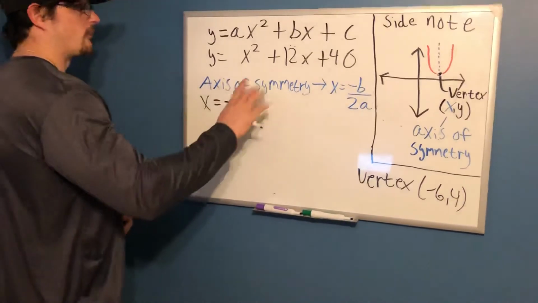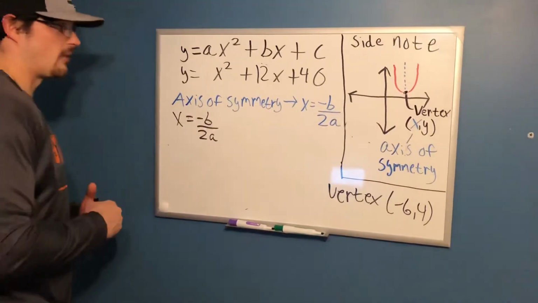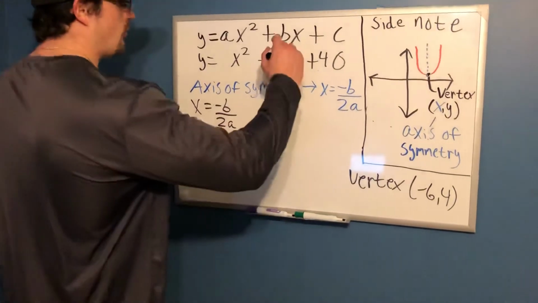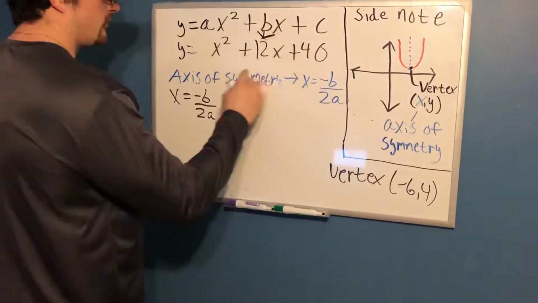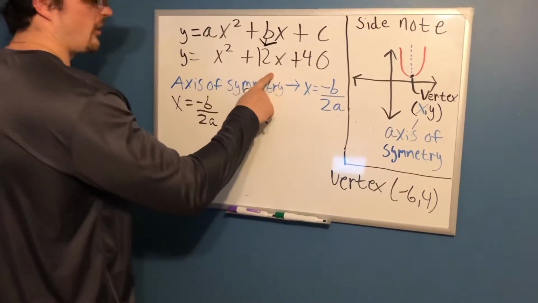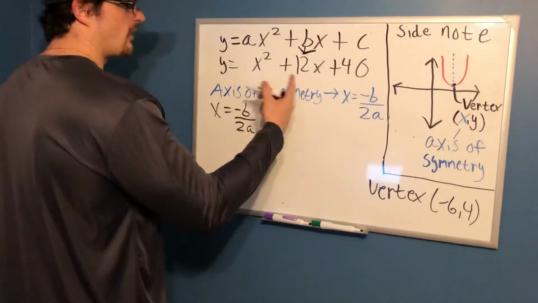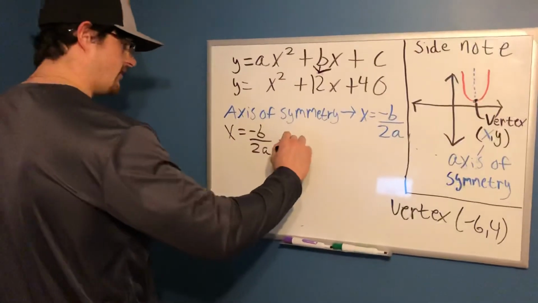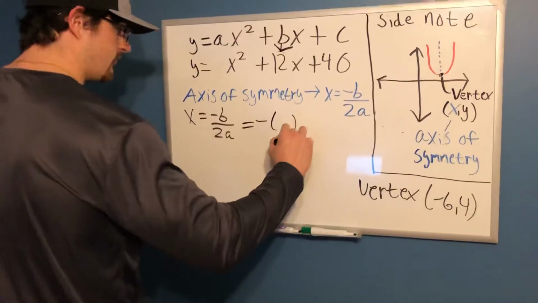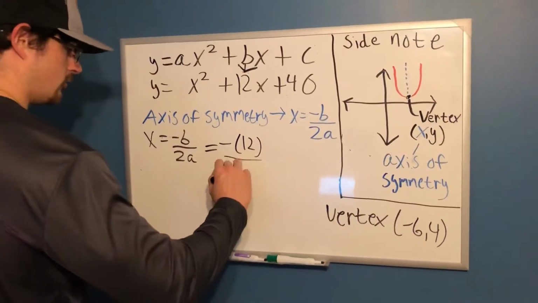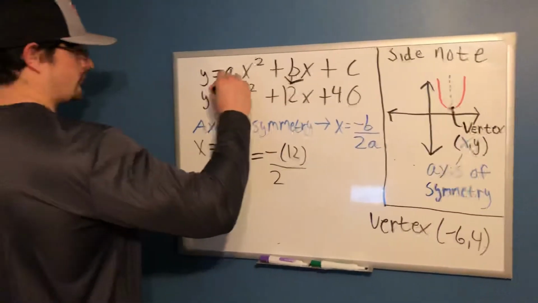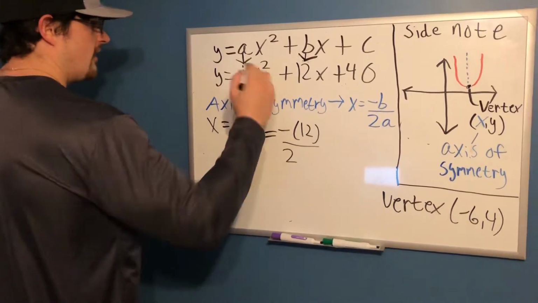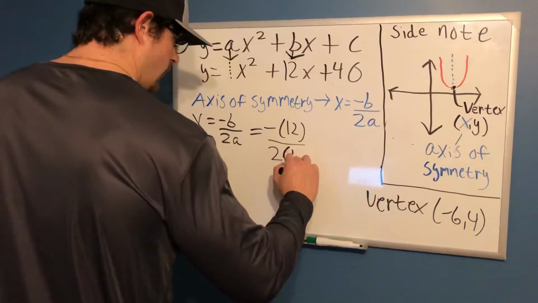So let's look at our problem: y equals x squared plus 12x plus 40. We need to identify b and a. b is whatever's attached to just your x, your middle term, the coefficient of x. With this one, b is 12. So we write negative, and whenever we substitute, we put it in parentheses, so 12, and then over 2, and a is your leading coefficient, whatever's attached to x squared. Since it's just x squared, it's understood that 1 is the coefficient. So it's over 2 times 1.